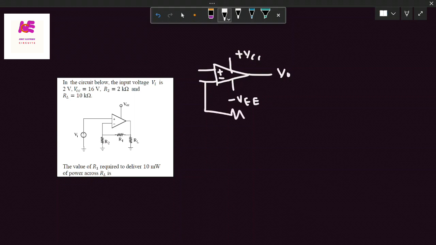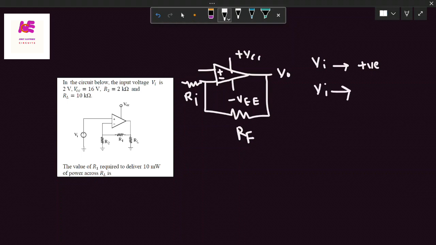So we are considering the negative feedback, and this feedback resistance is RF, and the input resistance we are considering, that is RI. If we apply the input voltage at the positive terminal, so this type of amplifier is called as non-inverting amplifier. If we apply the input at the negative terminal, so this type of amplifier we call it as inverting amplifier. So gain in the non-inverting amplifier is 1 plus RF upon RI when we apply input at the positive terminal.